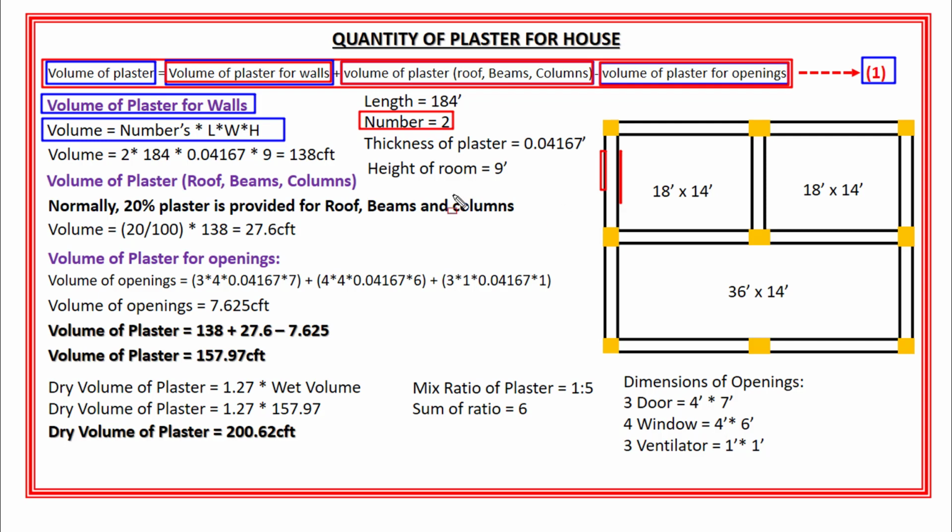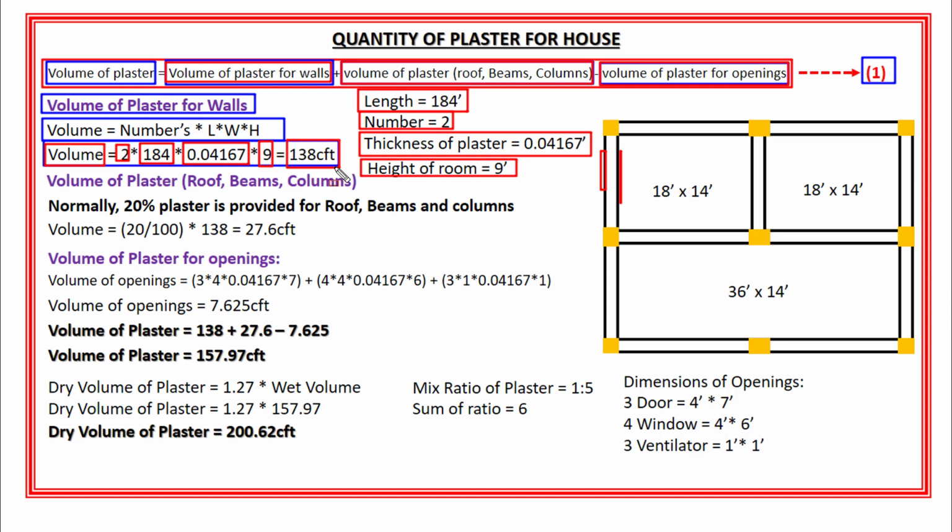Right? Also the length of the center line above the ground level is equal to 184 feet. Width or thickness of plaster is equal to 0.04167 feet. And the height of rooms and living rooms is 9 feet. Okay? So the volume of plaster in walls is equal to 2 multiplied by 184 feet multiplied by 0.04167 feet multiplied by 9 feet. And the volume of plaster in walls will become 138 cubic feet.